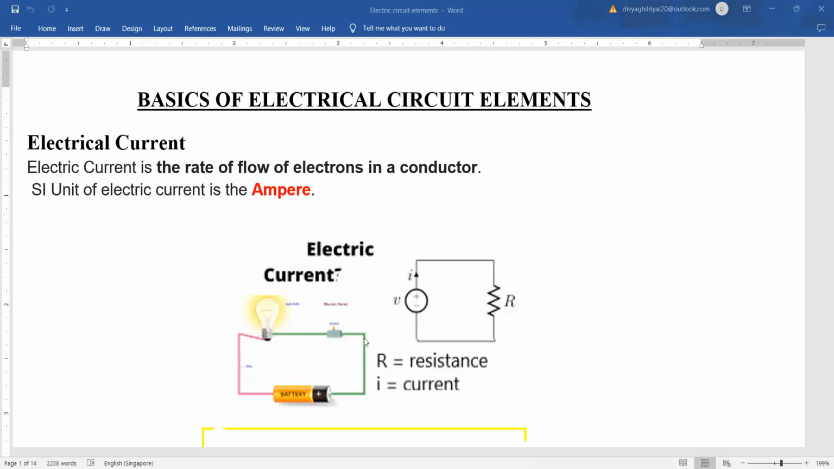Hello students, beginning with the basics of electrical circuit elements for your basic electrical engineering paper. In this lecture, we will first familiarize you with the common terms that will be used when you are studying this paper. No specific question was asked in the previous year papers of your AKTU examination, but you need to have a basic knowledge before you begin this paper.